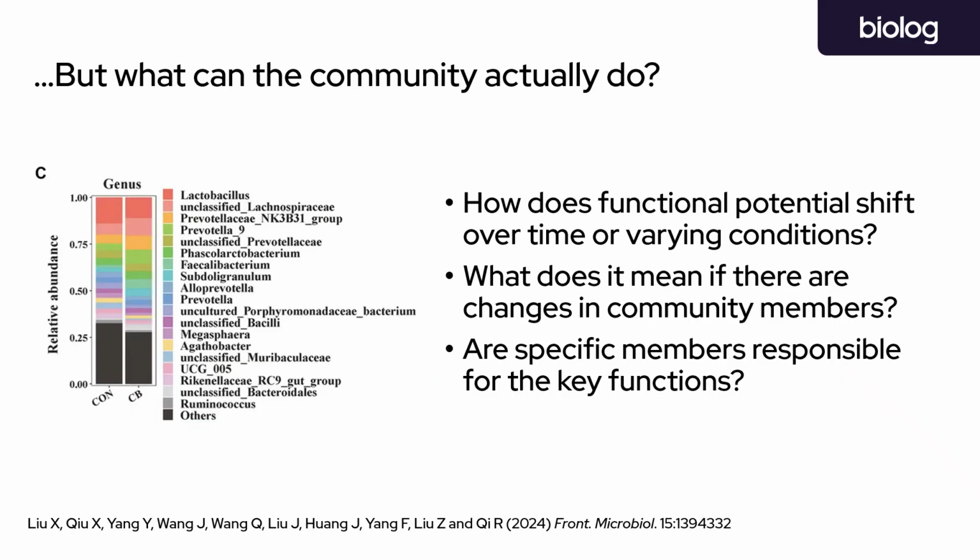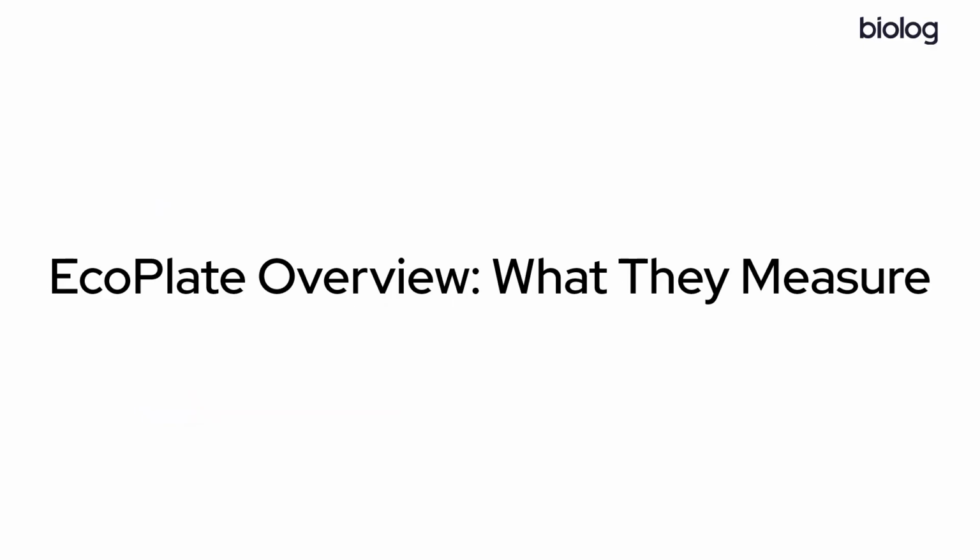But that leads to an equally important question. What can the community actually do? How does the functional potential shift over time or conditions, right? What does it mean if there are changes in the community members to the overall metabolic activity? Are specific members responsible for key functions? To answer these questions, we need functional measurements. And this is where functional profiling tools like EcoPlates become extremely valuable.